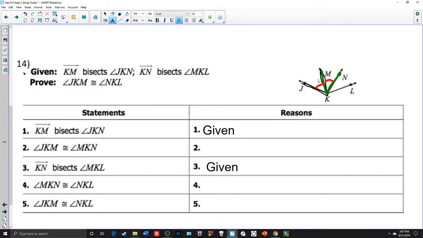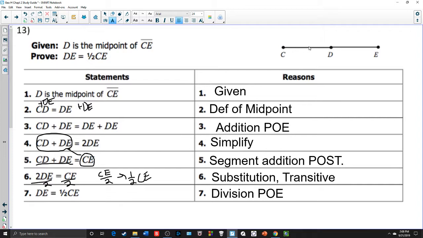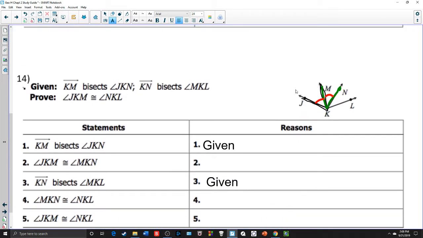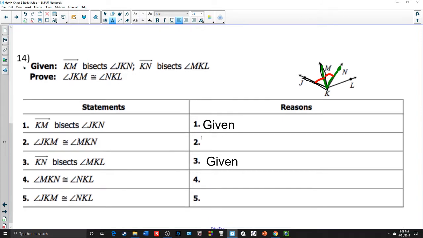Much like a midpoint up here, the midpoint cut this segment in half. Down here, the bisector cut this angle in half. So you have half the angle on this side, which is JKM, and half the angle on this side, which is MKN. So just like definition of midpoint, this would be by definition of bisector. You can probably tell that this is the same reasoning too.